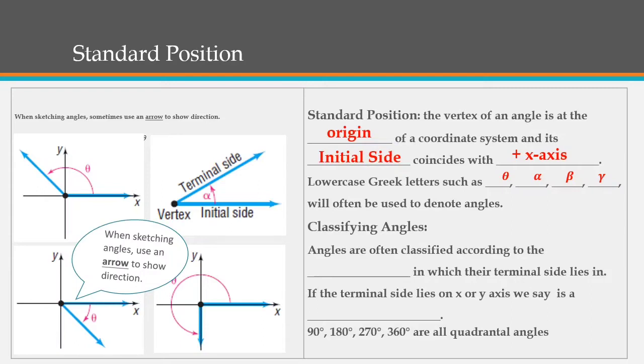Next, we're going to classify angles. Angles are often classified according to the quadrant in which their terminal side lies in, so where the angle ends. If the terminal side lies on the x or y axis, we say it is a quadrantal angle. 90, 180, 270, and 360 are all quadrantal angles. Let's take a closer look.